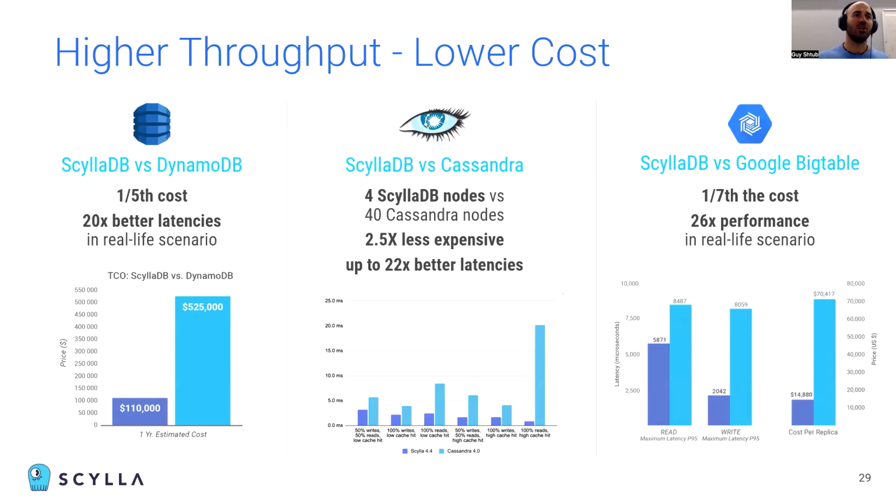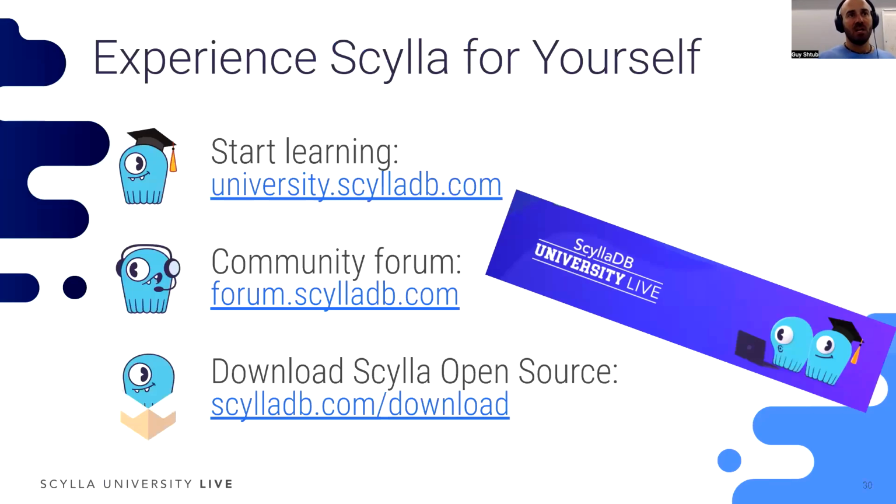So here, maybe very quickly, I'll show an example from one of our customers, ScyllaDB versus Cassandra. They were using Cassandra, which, as I mentioned, is very popular, and they moved to ScyllaDB. We had 4 ScyllaDB nodes compared to 40 Cassandra nodes, and they got up to 22 times better latencies, and the system was much less expensive. So lots of benefits.